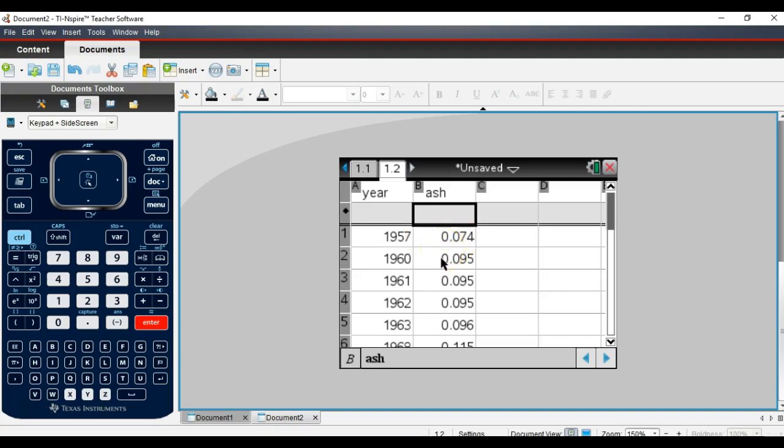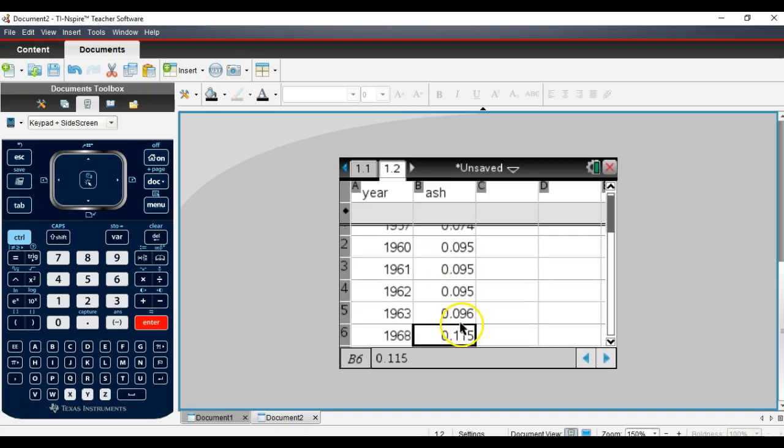74, 95, 95, 95, 96, and then 115, 115, 142, 152, 152, and 160. And that is it. Okay, so now I've got the data.